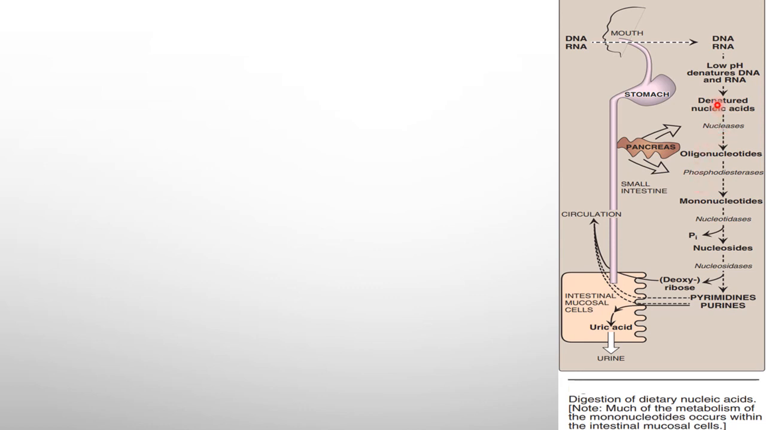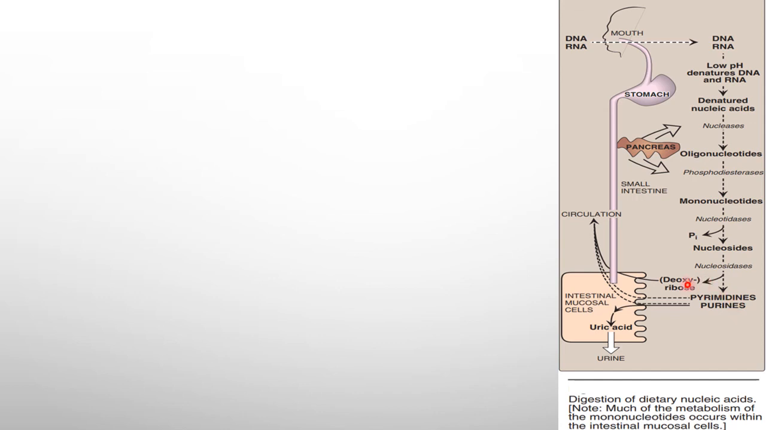Nucleases first convert denatured nucleic acids into oligonucleotides, and then by the action of phosphodiesterase, we get mononucleotides. Then the enzymes from the small intestine, for example, nucleotidases, convert mononucleotides into nucleosides by eliminating the phosphate group from them. And then another set of enzymes called nucleosidases from the small intestine convert nucleosides into pyrimidines and purines, and their sugars are also released from them.